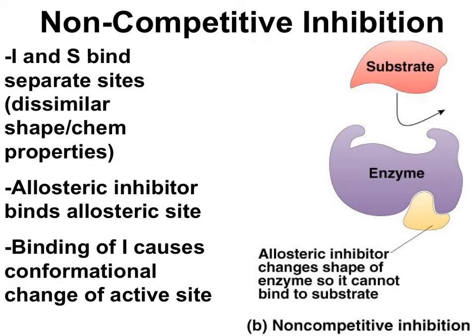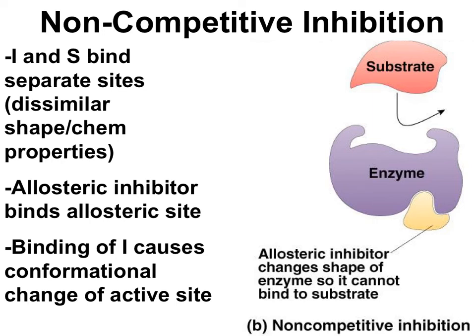Another way that inhibitors work is by non-competitive inhibition. In non-competitive inhibition, the inhibitor and substrate don't compete for binding to the active site. In this case, the enzyme is purple, the inhibitor is yellow, and the substrate is red. How this works is that there's a binding site on a different side of the enzyme. This different site of the enzyme is called an allosteric site.